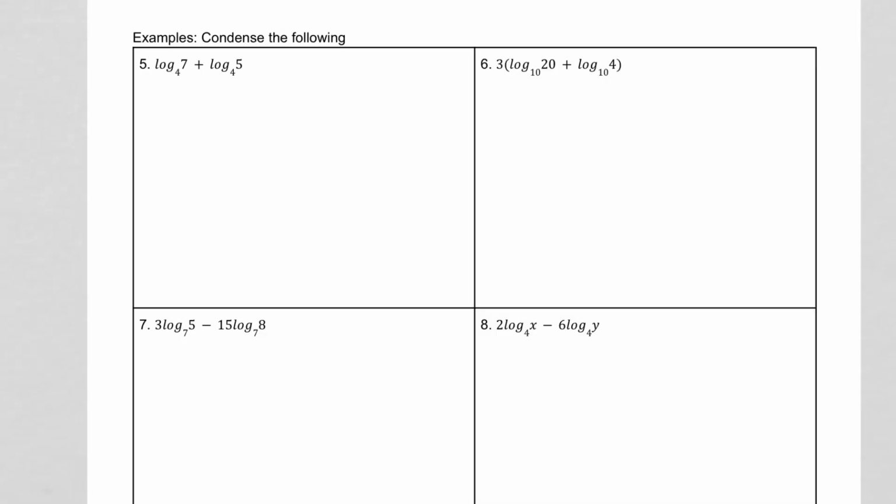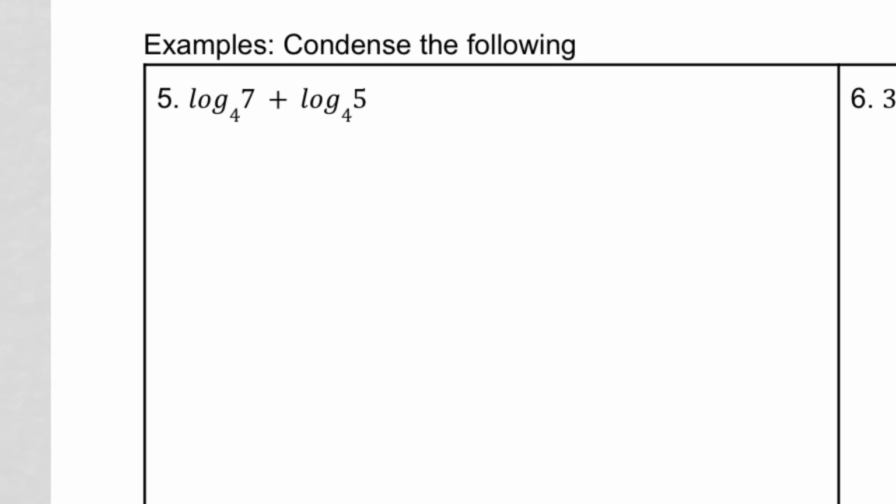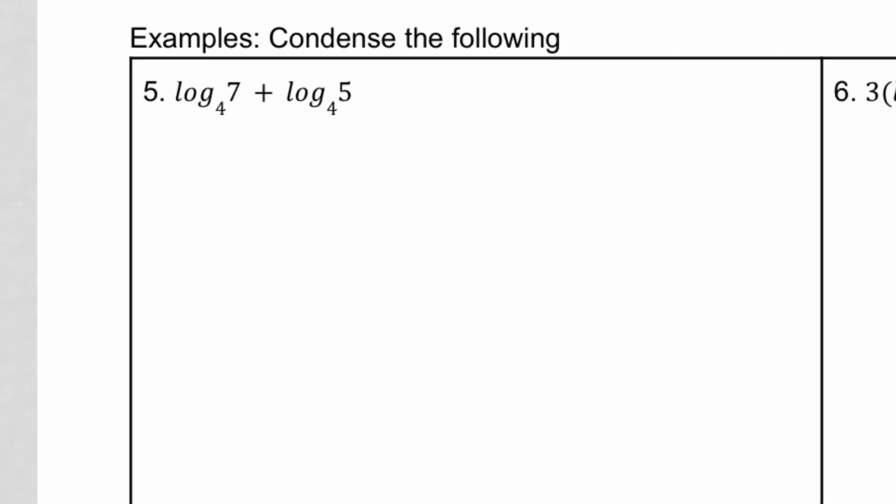Now, those 4 examples we just did were all about expanding. We were going from one log to multiple logs. We're now going to be condensing. So we are going from multiple logs to one log. The first thing we need to look at is what operation there is. So we look here and there's addition. So that tells me my final answer is going to be multiplication.